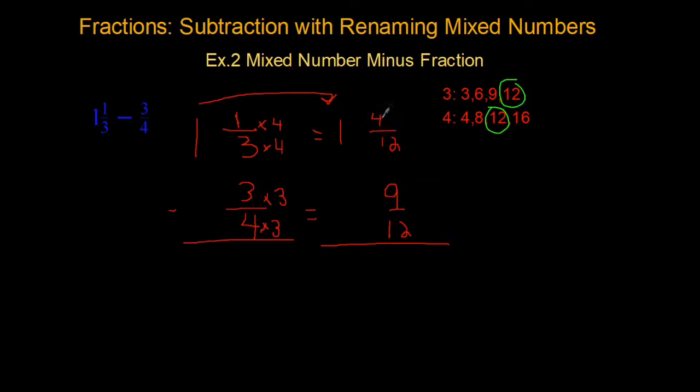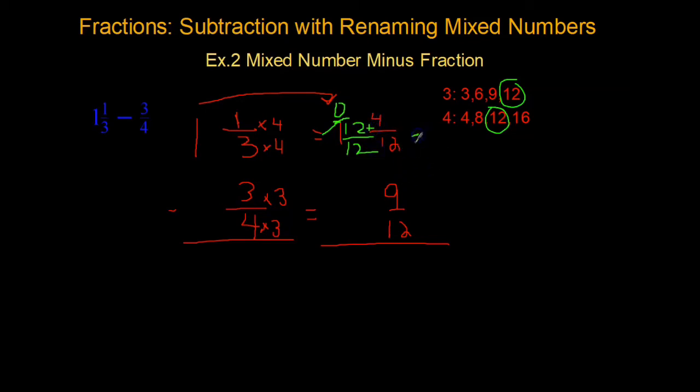I can see right away 4/12 and 9/12, I'm not going to be able to subtract that. So I am going to have to, again, regroup. So I'm going to regroup this into a 0, and I have to have a whole number that's in fraction form so I can add with the 4/12. Since my common denominator is 12, that is what I'm going to use, 12 over 12. So 12/12 is going to get added with the 4/12.